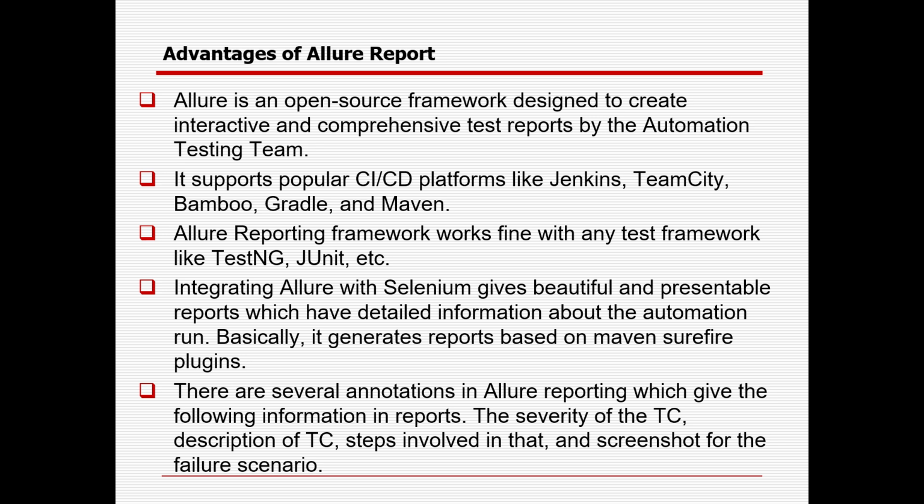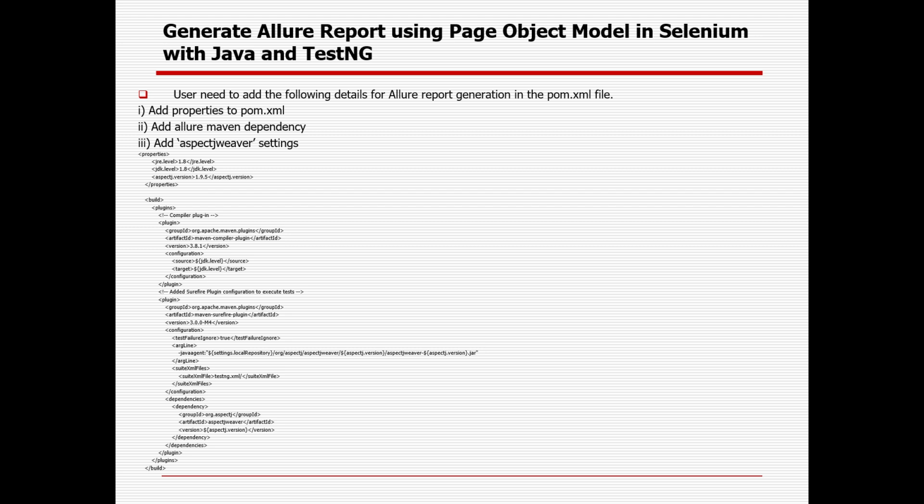There are several annotations in Allure reporting which give the following information in a report: the severity of the test case, description of the test case, steps involved in that, and screenshots for the failure scenario as well, you can get with the help of the Allure report.